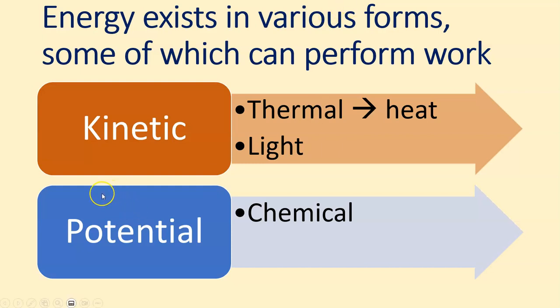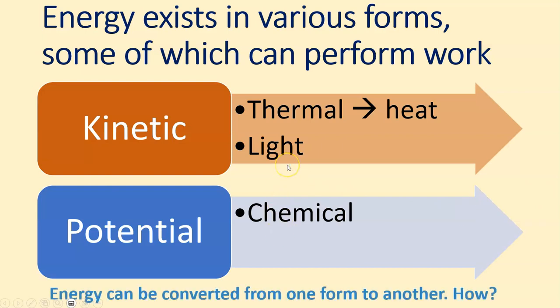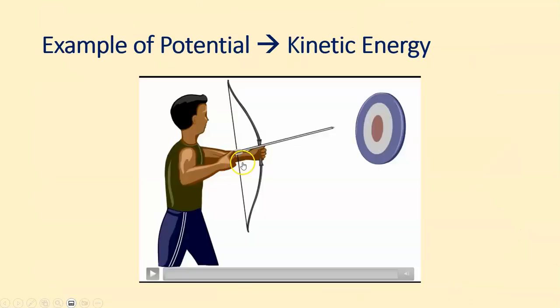So energy can be classified as either kinetic or potential, but energy can be converted between kinetic and potential and vice versa. How is this possible? Well, we're going to look at that through one example of an archer pulling back on his bowstring, going to release the arrow, and then it will strike the target. So we're going to watch this animation, and there should be a narrator explaining how this relates to energy conversions.